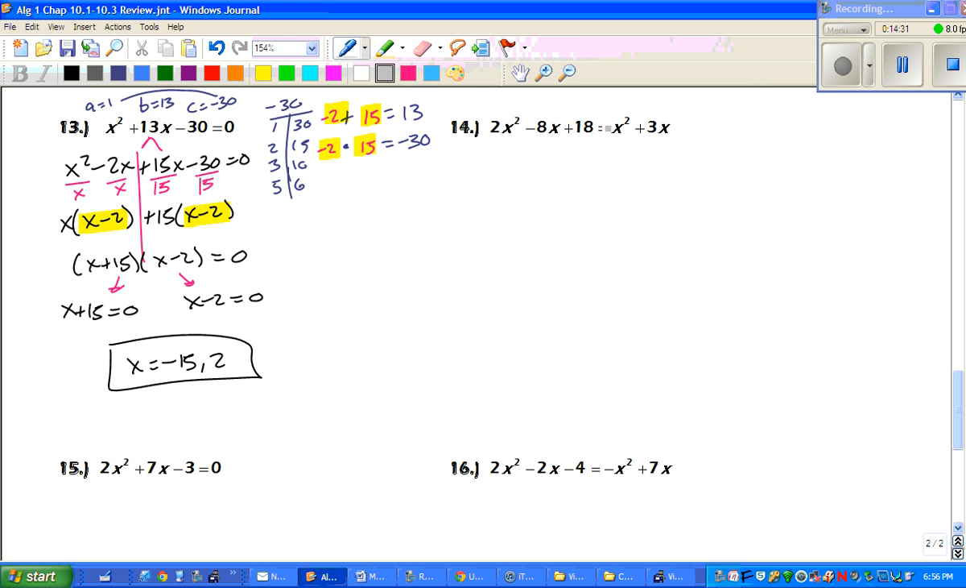Alright, number 14. We're doing the same thing, except it's not equal to 0. So we have to move the smaller squared to the other side. Those guys cancel. We get 0, and then it's x squared minus 11x plus 18. Okay? Now, you guys are all on your own.